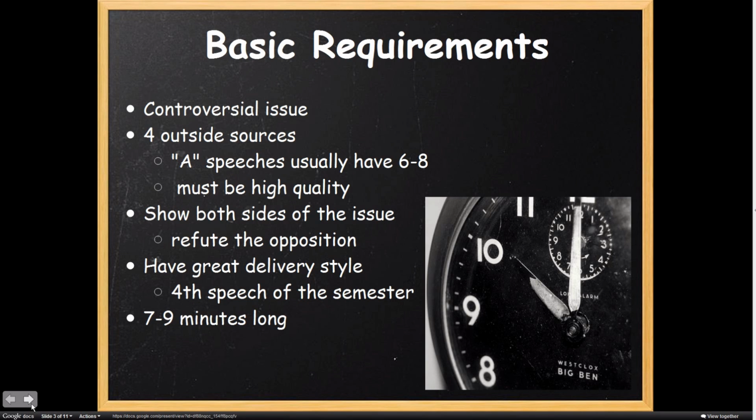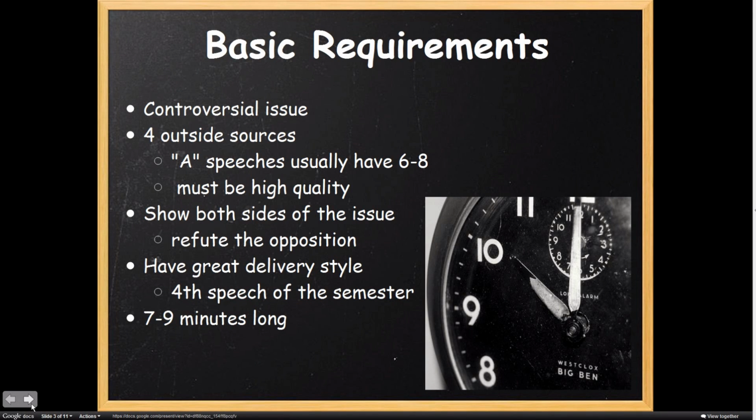Finally, this is the last major speaking assignment of the semester. We still have the impromptu after this, but this is kind of the speech that everything has been building up to. At this point, you've given item speeches, you've given storytelling speeches, and you've given informative speeches.